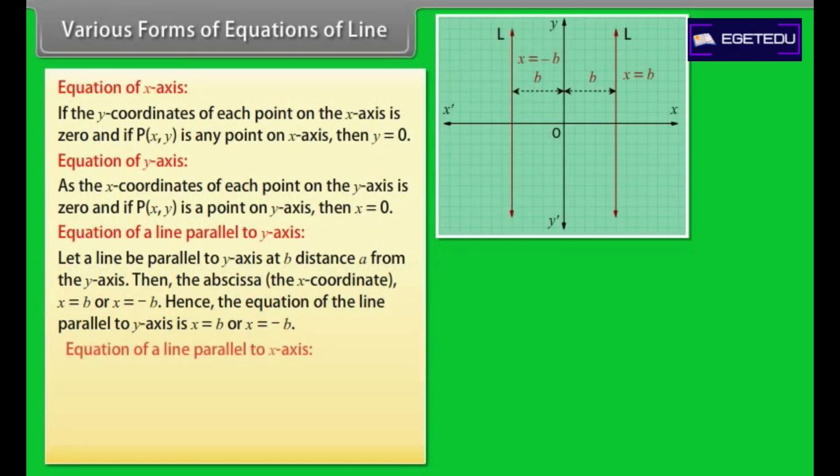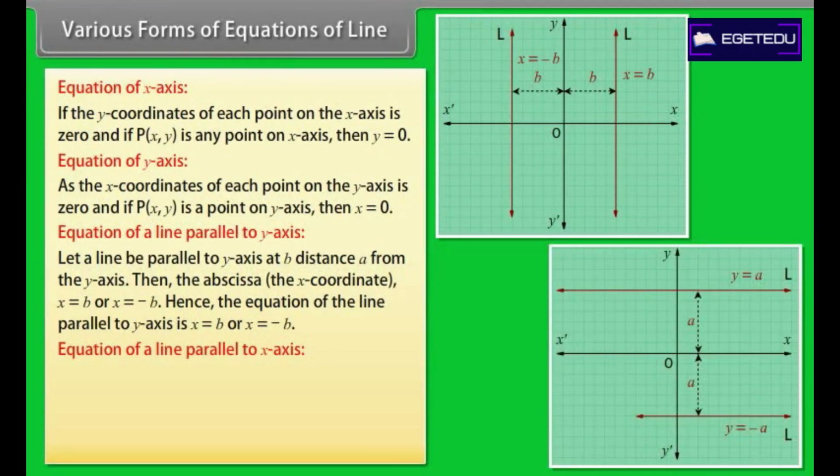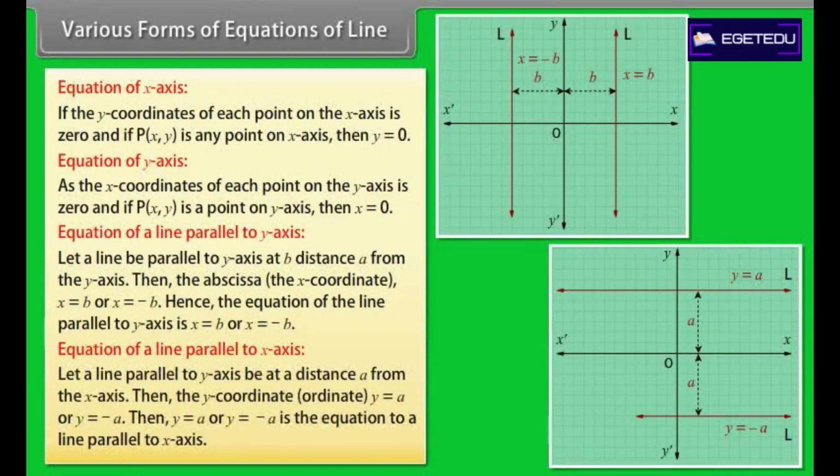Equation of a line parallel to x-axis. Let a line parallel to the x-axis be at a distance a from the x-axis. Then the y-coordinate, the ordinate, y is equal to a or y is equal to minus a. Then y is equal to a or y is equal to minus a is the equation of a line parallel to x-axis.